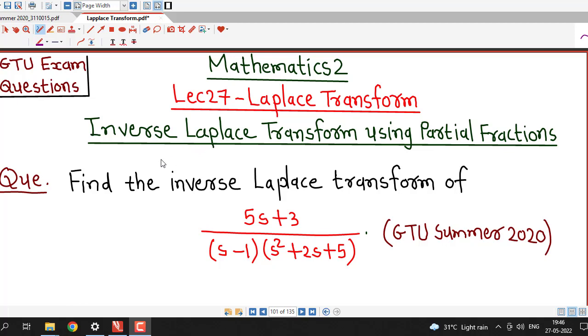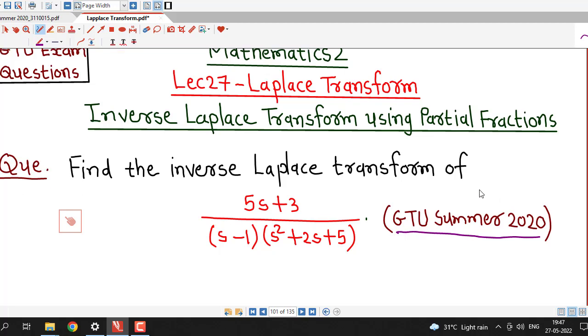In this lecture we will discuss this question on finding the inverse Laplace transform of this function. This question was asked in the GTU Summer 2020 exam.